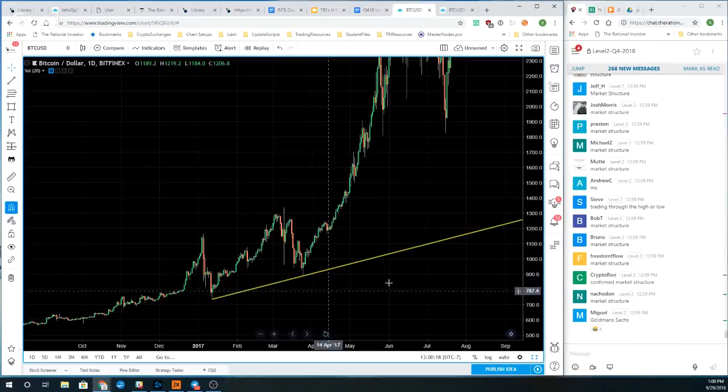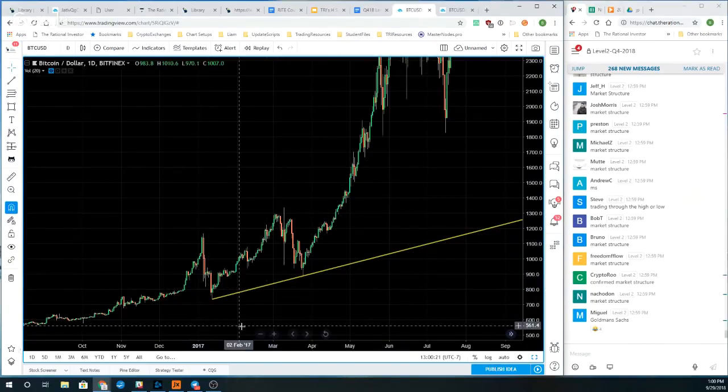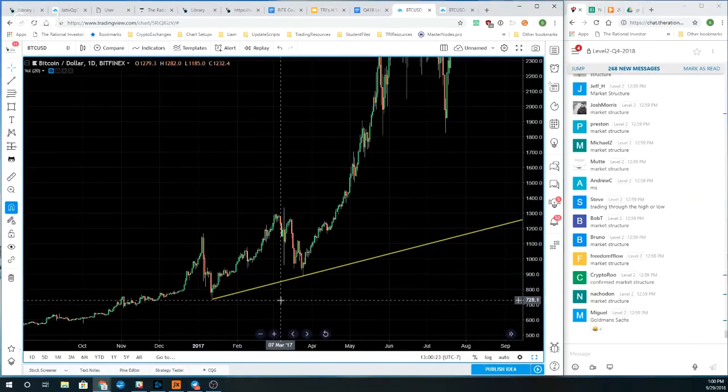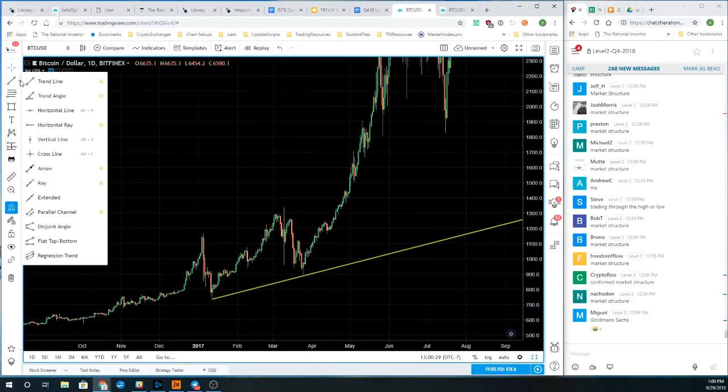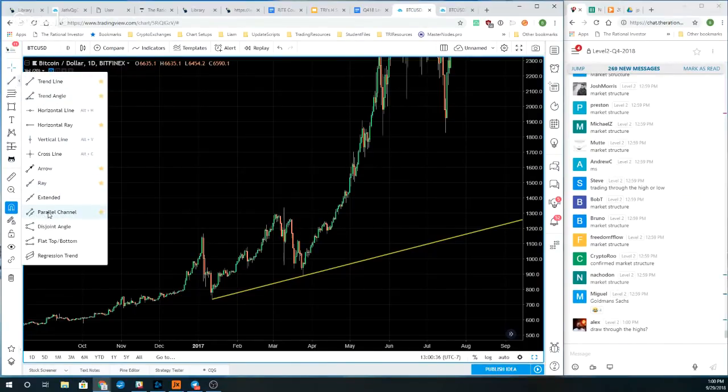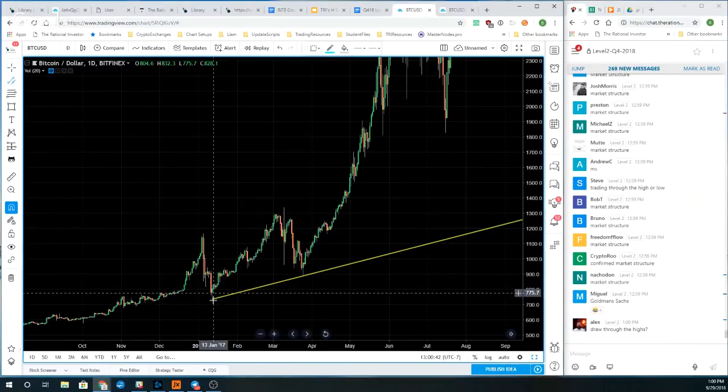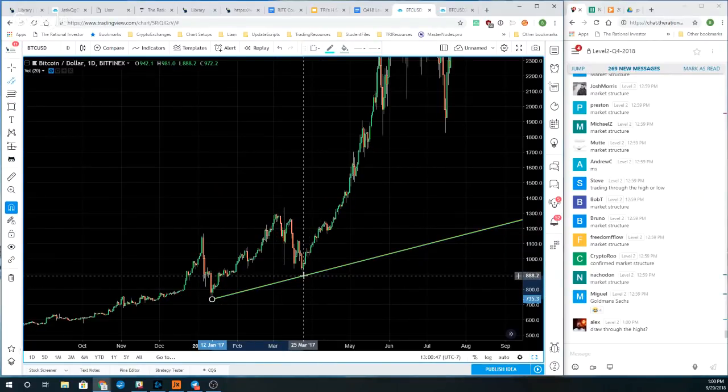How am I going to draw a channel out of this to figure out where price is actually trading in the range? The answer is I'm going to go up to my TradingView trend line selection box and come all the way down to this thing called parallel channel. I'm going to then replicate that trend line that I just drew. But here's the trick, and this is where most people get channels wrong. You can see I've double clicked that and there is the channel.